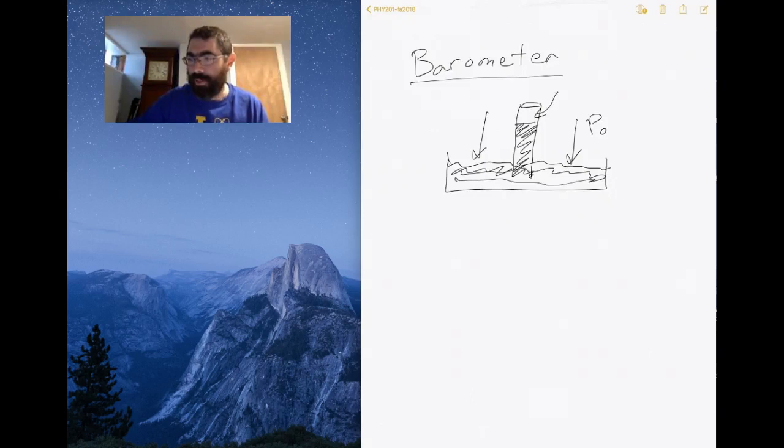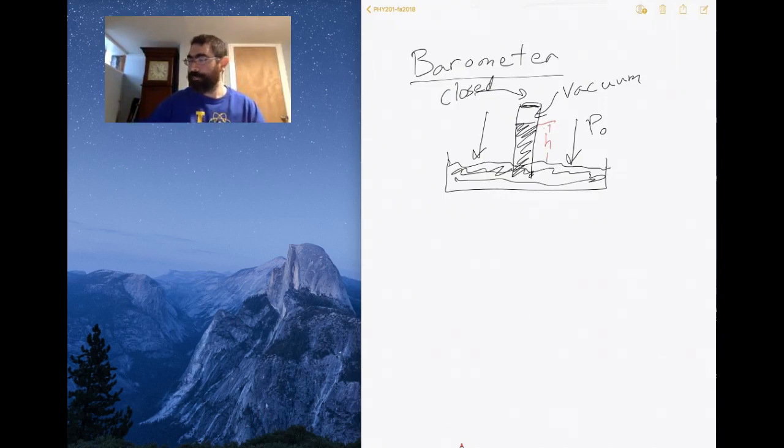And what we have in here is not an open container, but a vacuum. So we suck out all the air from the column, and what we're left with inside is a vacuum. So there is no pressure inside that column. This is a closed system. Since it's closed, that little space in there has nothing in it. It's a vacuum.